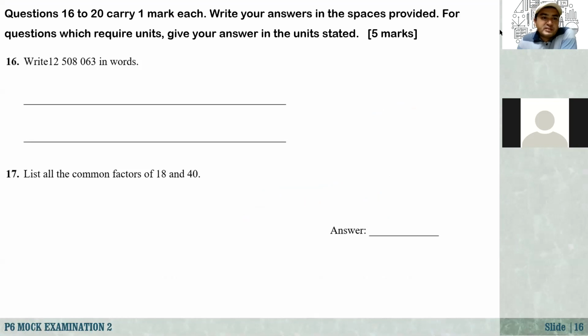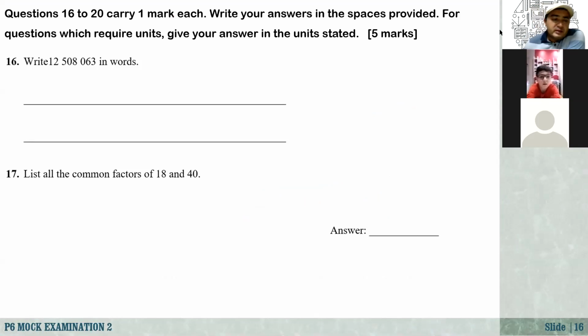Here it says that questions 16 to 20 carry 1 mark each. Okay, that's not important for us right now. Write your answer in the spaces provided. For questions which require units, give your answer in the unit stated. Anyway, question 16 says to write this number in words. Can you just read it for us, Nargis?